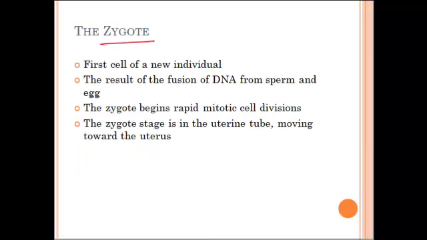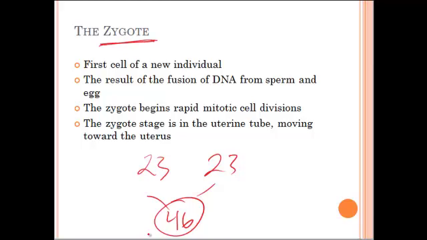As fertilization occurs, we have the formation of what is called the zygote, Z-I-G-O-T-E. The zygote is the first cell of a new human being. This is the cell that is produced when the sperm and the egg come together, sharing their 23 chromosomes each to form the 46 chromosome single cell, and that is called the zygote.